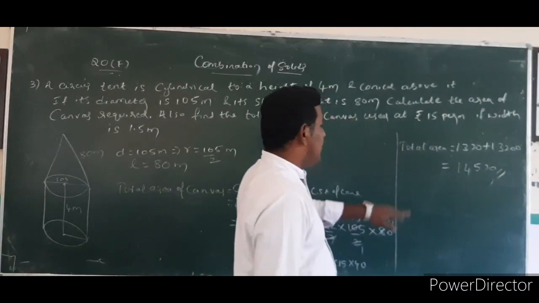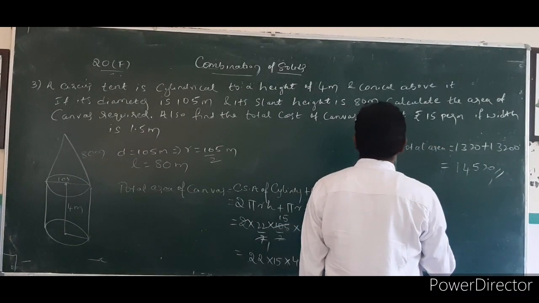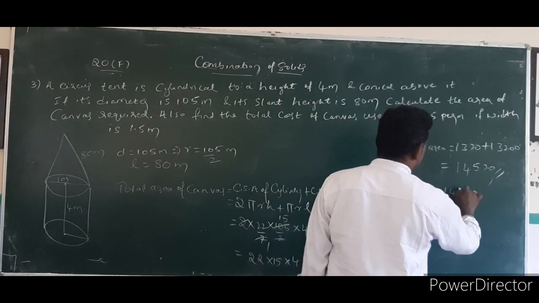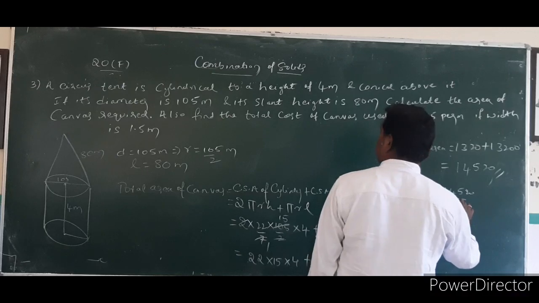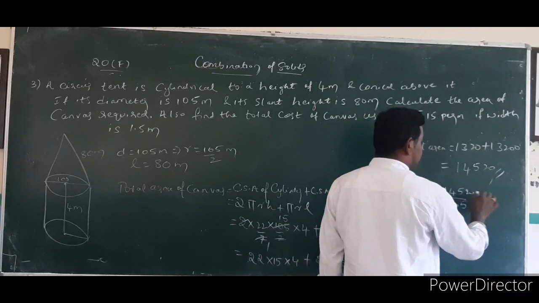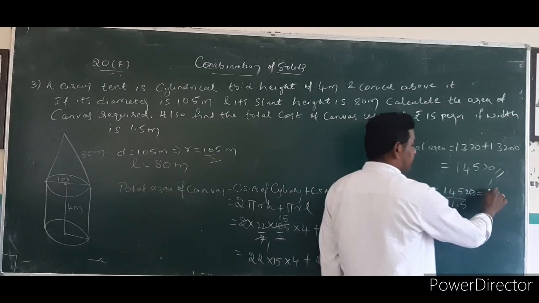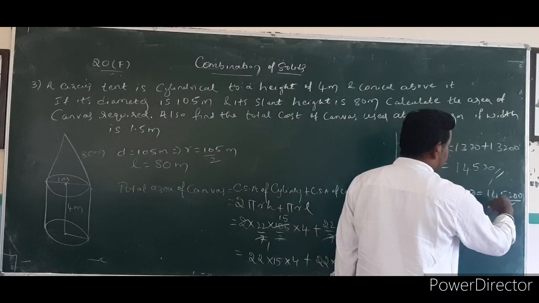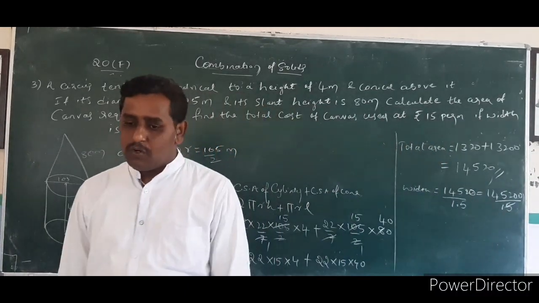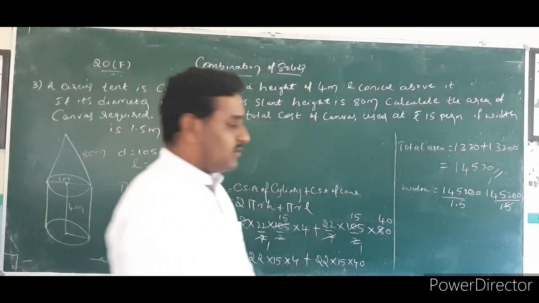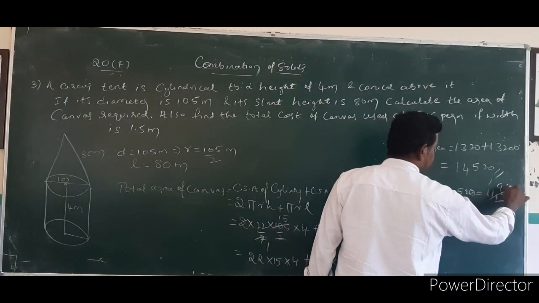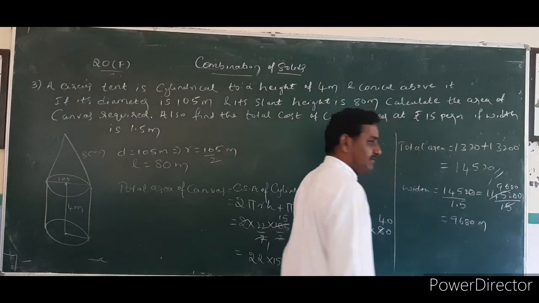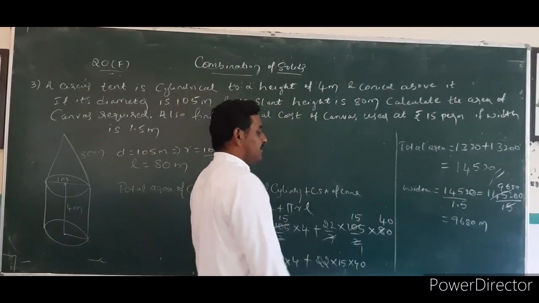Total area. Width they have given. How much width? 520 divided by 1.5. If you multiply by 10, this becomes 1,520 divided by 15, which goes to 9,680. So 9,680 meters were required for the tent.